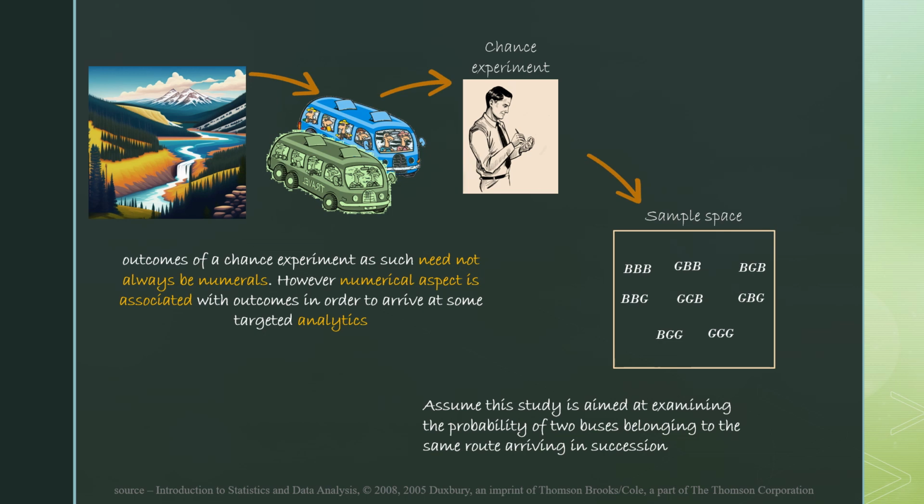Assume the study is aimed at examining the probability of two buses belonging to the same route arriving in succession. That is, two buses of the same color arrive in sequence in a given trial. These are the possible outcomes that will quantify that probability. Now arises the need to transform the outcomes in the sample space to appropriate values or numerals so that the aim of the study is achieved.